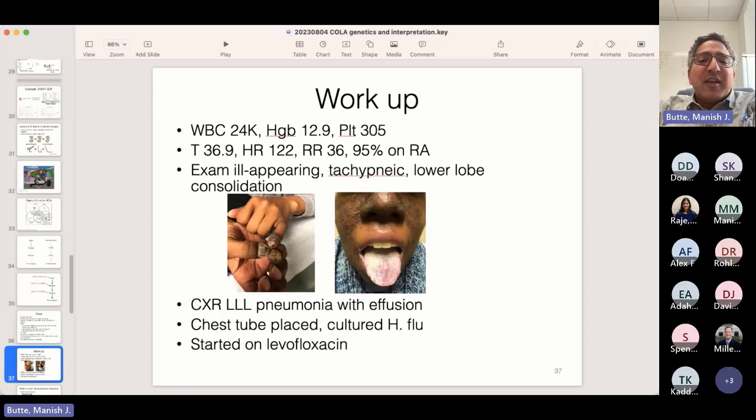This is her workup showing leukocytosis and is ill appearing with lower lobe consolidation on physical exam, a chest x-ray that confirms a pneumonia, and H flu that's cultured upon getting fluid, and you start her on antibiotics. You notice her face here also includes not just thrush, but also an inflammatory rash on the skin. If you scrape this, you'll find candida on the skin.